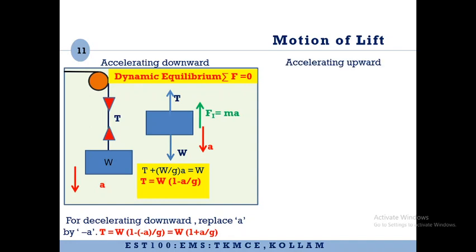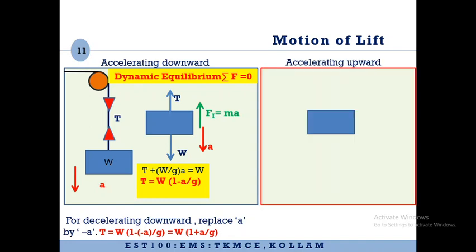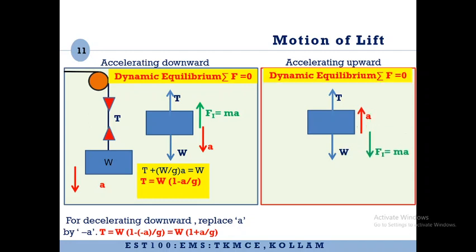Let us consider the case where the lift is accelerating upward. We have the free body diagram. Weight is acting downward, tension is acting upward. It is accelerating in the upward direction. Inertial force will be in the downward direction. If we consider dynamic equilibrium, we will get T minus W by G into A equals W. T equals W into (1 plus A by G).